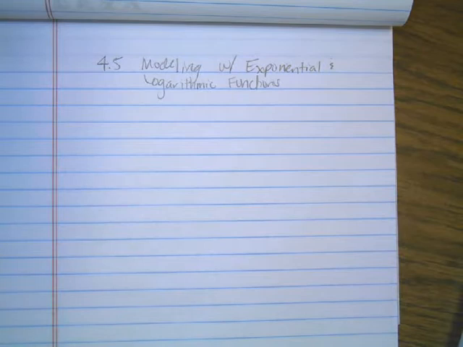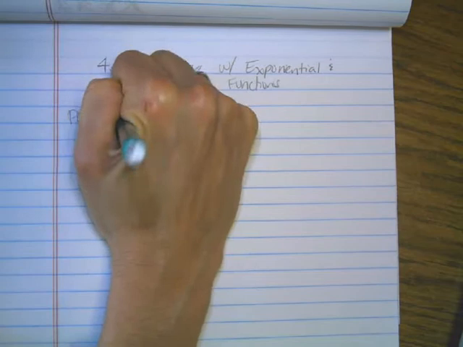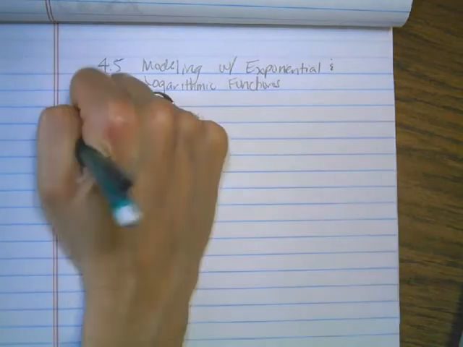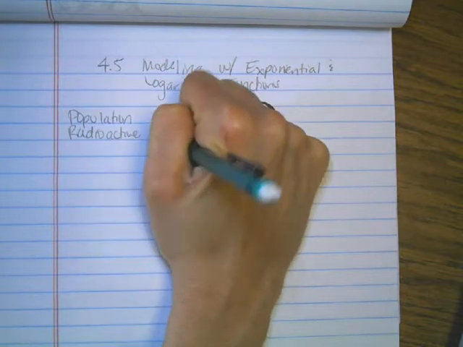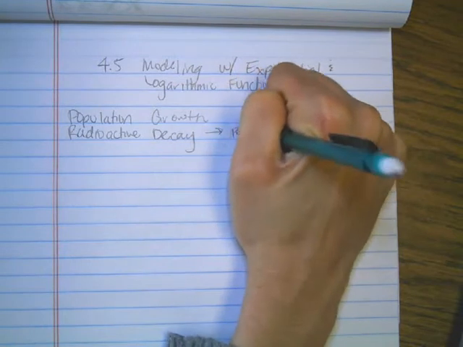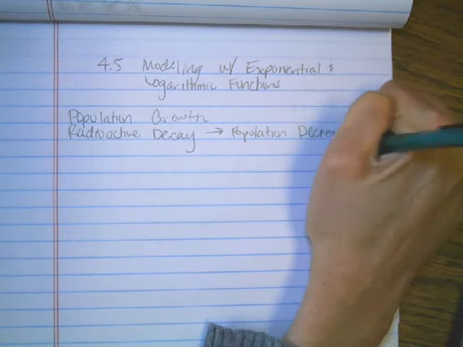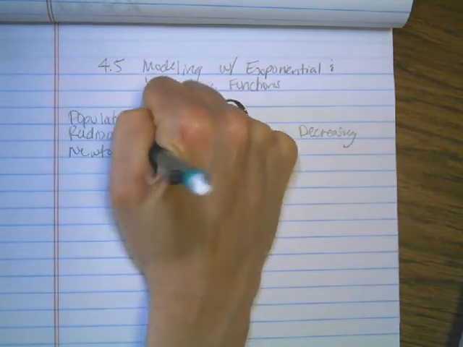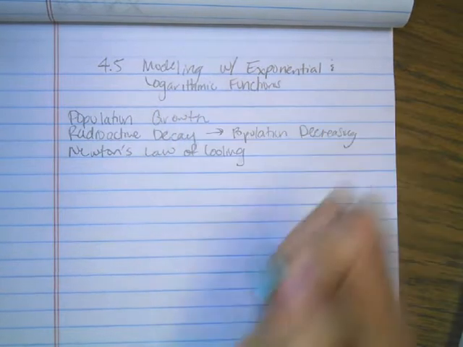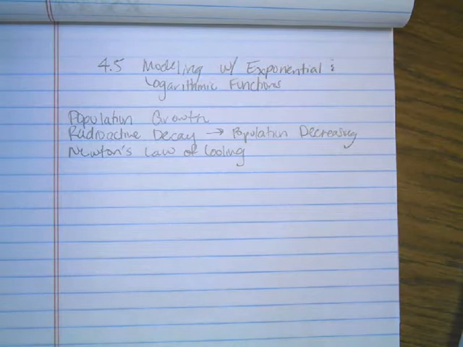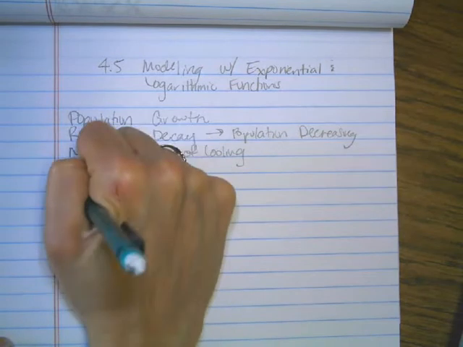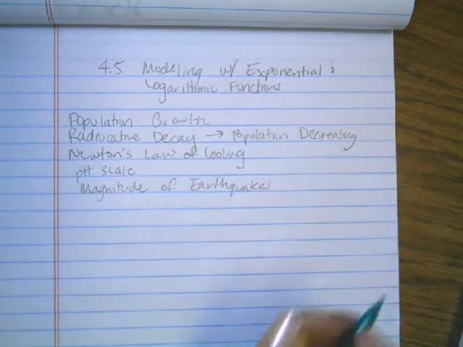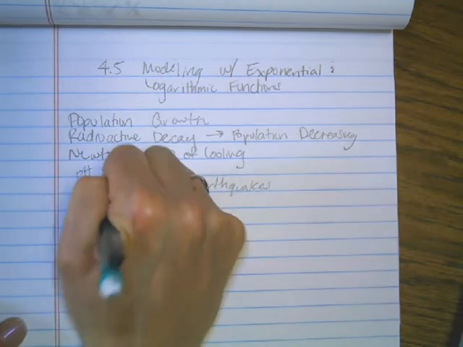The ones we're going to look at today are going to be population growth, radioactive decay, which is like population decreasing, Newton's law of cooling, and if we get to it, pH scale, magnitude of earthquakes, and sound intensity, how loud something is.